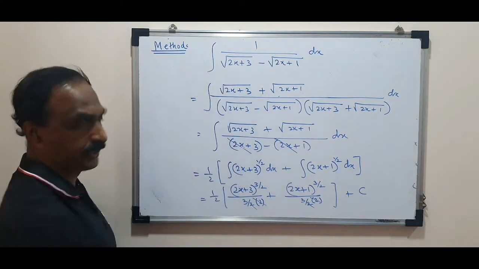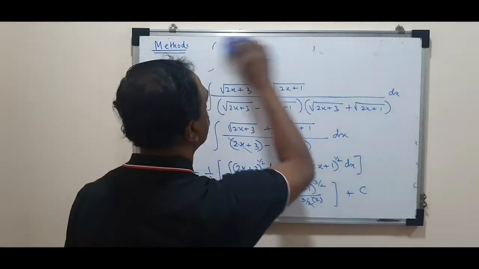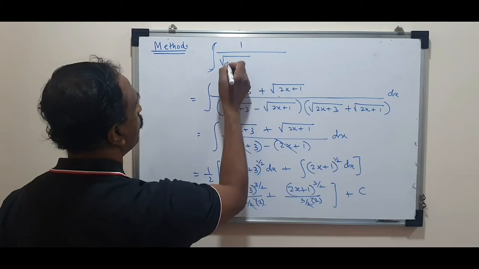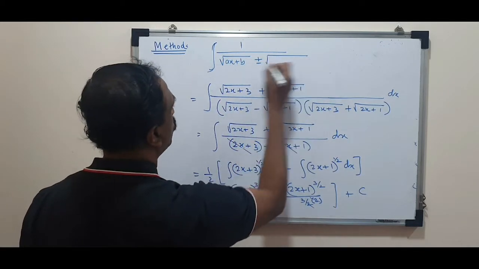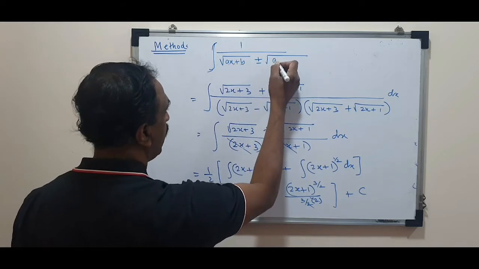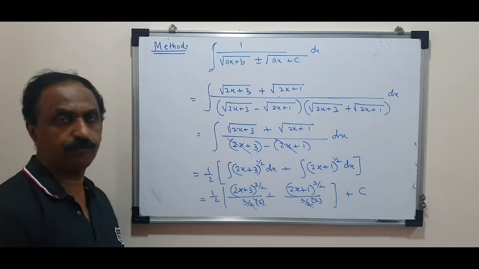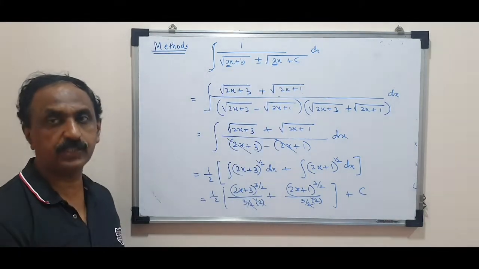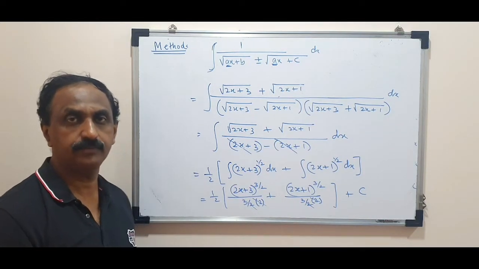So if the function is of this kind, integral of 1 upon root of ax plus b, either plus or minus, root of, if it is ax here, ax only should come. You can have any number as a constant, that would not make any difference. So if the coefficients are the same, only then can this technique of rationalization be applied. Otherwise, this technique of rationalization cannot be applied.